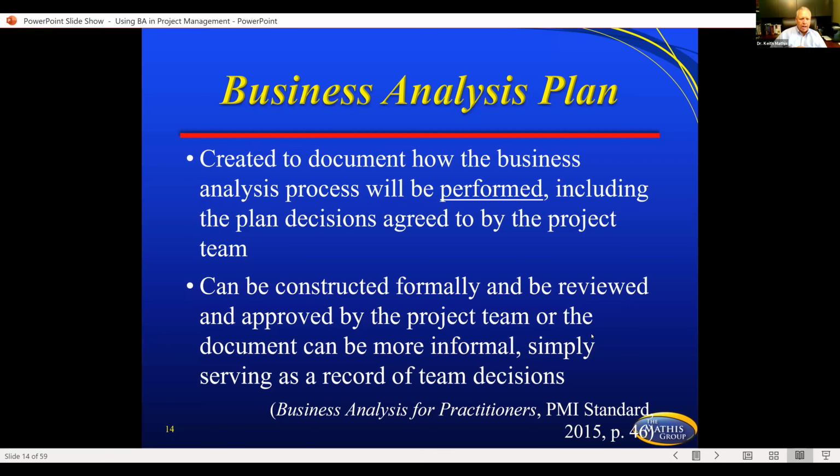Okay, so the business analysis plan is created to document how the business analysis processes will be performed, including the plan decisions agreed to by the project team. It can be constructed formally or be reviewed and approved by the project team, or the document can be more informal, simply serving as a record of team decisions. But the purpose behind a BA plan is that you understand what you're going to be doing. Here are the people we're interviewing because these are the subject matter experts that are going to tell us from the customer side what they need, and then who you need to talk to be able to get all that information to the right people on the business side or the project side.